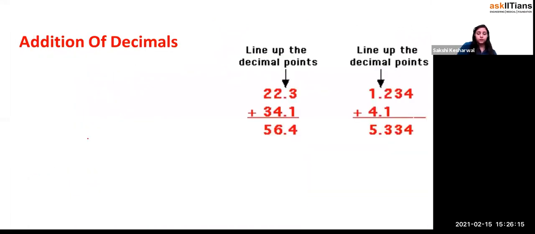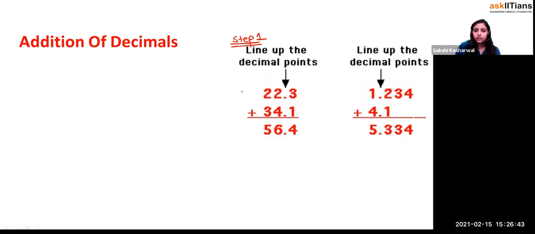Just see now, adding up the decimals. Adding up decimals is very easy. It's like the additions you do on normal numbers, but you have to keep in mind one little thing. This is important. Step 1: line up the decimal points. You have to line up the decimal points.